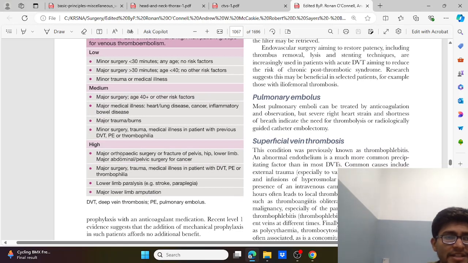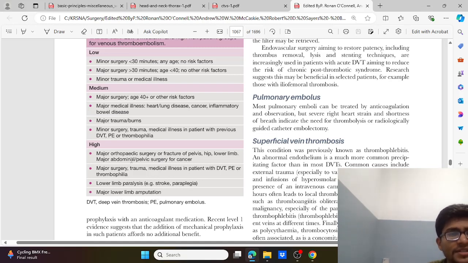And high risk: major orthopedic surgery or fracture of pelvis, lower limb, hip, major abdominal pelvic surgery for cancer, major surgery, trauma, medical illness in patients with DVT, pulmonary embolism or thrombophilia, lower limb paralysis due to stroke or paraplegia, major lower limb amputation.